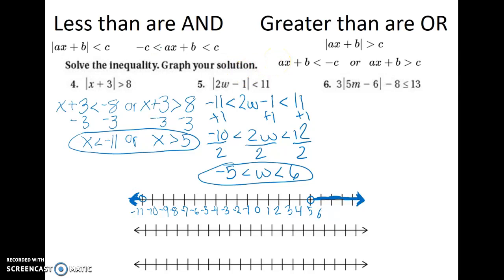So now I need to number the number line and graph it. You can see here that I have already numbered the number line, and I have negative 5. That's going to be an open circle because it says less than. And at 6 it will be an open circle, and everything in the middle will be shaded.